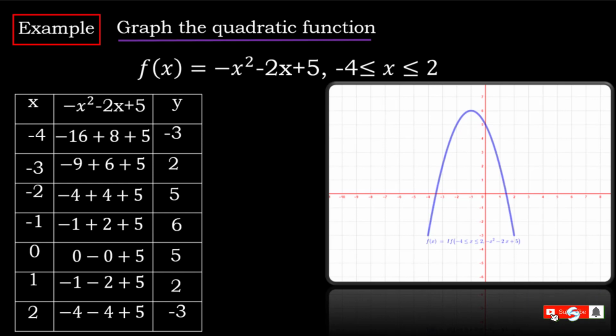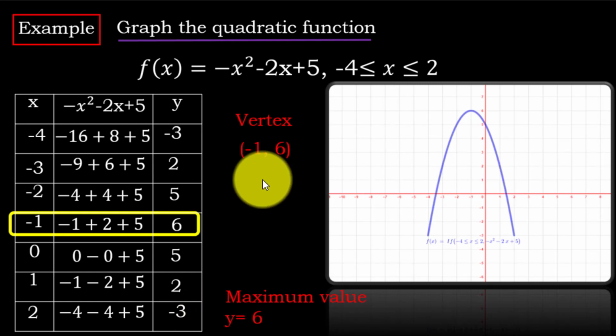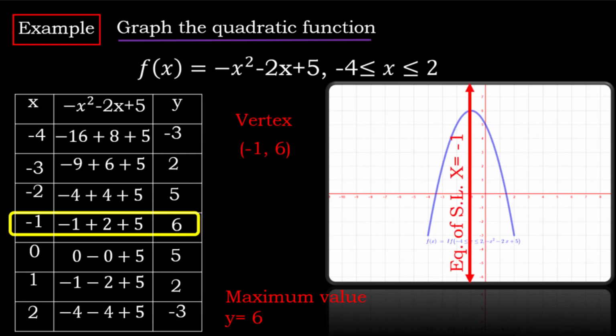The parabola here is opened down, and the vertex will be -1, 6. Now we can write the maximum value. We have a maximum value because the parabola is opened down, at y equals what? Here in the vertex, we can write the vertex. Then we can deduce the maximum or minimum value at y equals what? Equals 6. And we can write here the symmetric line, or the equation of the symmetric line. X equals the x coordinate here. The x coordinate here is -1. Now we can write here the equation of the symmetric line.